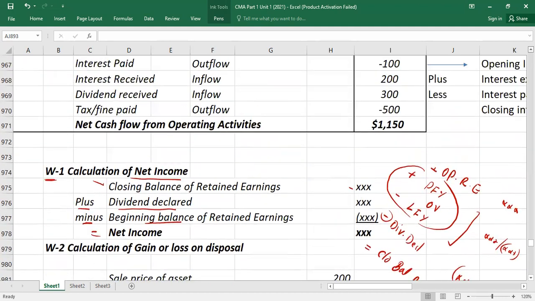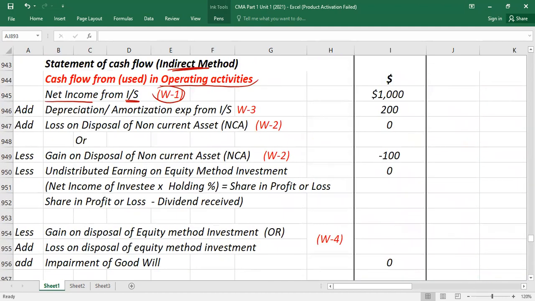Second is what? We are coming back to the main format. We will add back depreciation expense or amortization expense from where? From the income statement, right? Why are we adding? Because it is a non-cash item, and you deducted it when you prepared the income statement. So now you need to add it back because it's a non-cash item.